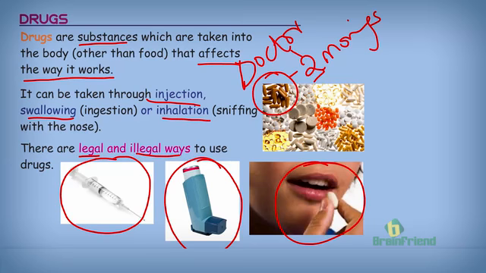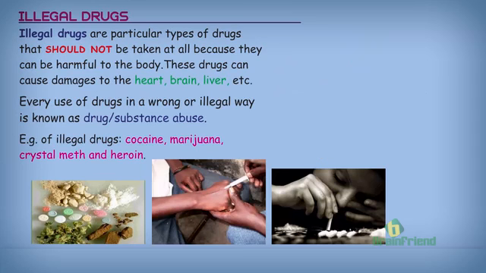Furthermore, to talk about illegal ways to take drugs, there are some drugs that are seen as illegal drugs. These drugs should not be taken. Now, what are illegal drugs? Illegal drugs are particular types of drugs that should not be taken. Remember, we should not take these drugs. Why? Because they are harmful to our bodies.